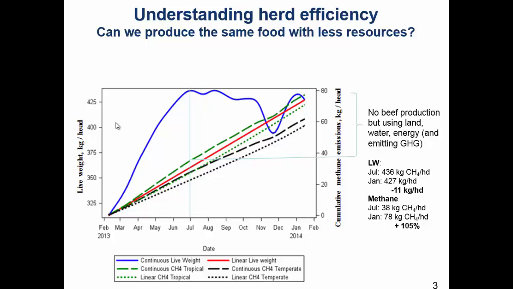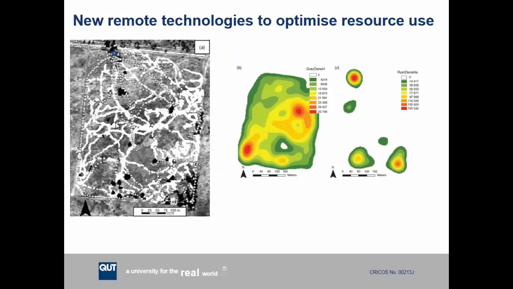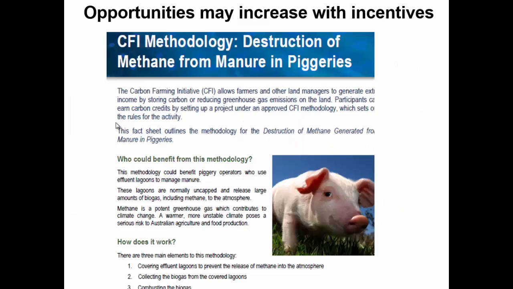And the economic gains and the efficiency gains are important. We can use remote technologies to optimise how we introduce more waters, how we look at the grazing patterns to optimise the use of that land. I'm not going to try to explain that figure, but it's important to know there are now technologies that can help us to optimise resource use. And while I've focused on beef production, there are similarly advantages for intensive livestock industries.